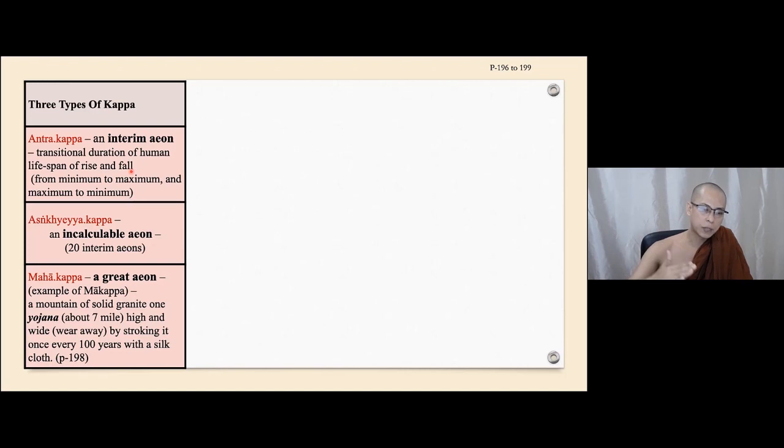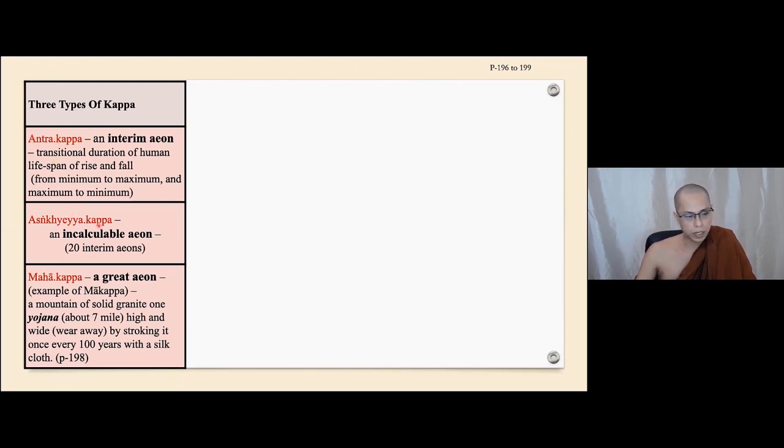So the human lifespan goes down from 100 to 10. When it becomes 10, it is the minimum lifespan of humankind, and it rises again. From 100, then a thousand, etc., up to incalculable years; humans live long, asankheyya years. After that it goes down again. This is one; then going up and going down in this way. At one time, minimum to maximum and maximum to minimum is one interim eon, which is called the antarakappa.